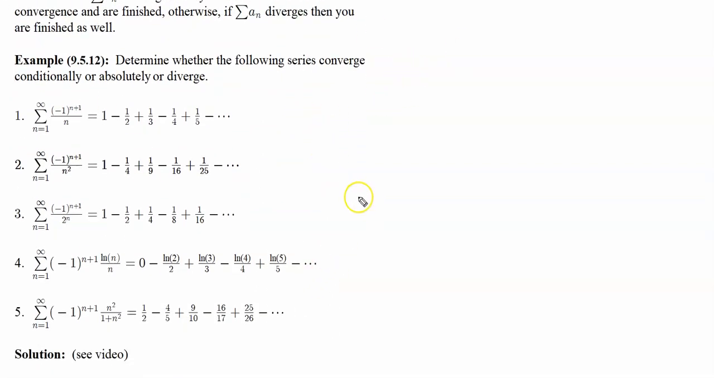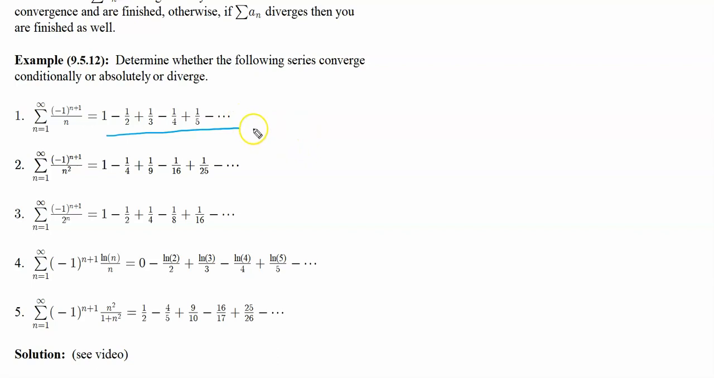So here we have 5 series that we would like to determine the type of convergence: absolute, conditional, or divergence. So let's start with the first one here. So we have the summation from 1 to infinity, -1 to the n plus 1 power divided by n. So that will generate a series that looks like this. Notice the alternating sign pattern that comes from the -1 to the n plus 1 term. And so it just goes 1 minus 1/2 plus 1/3 minus 1/4 plus 1/5 and so on.